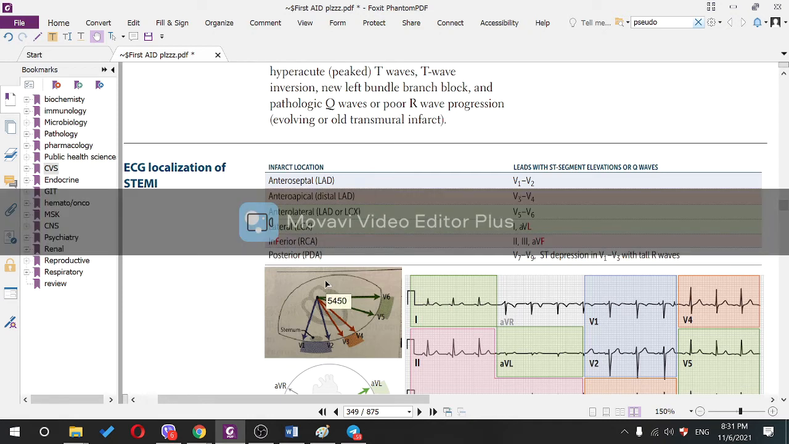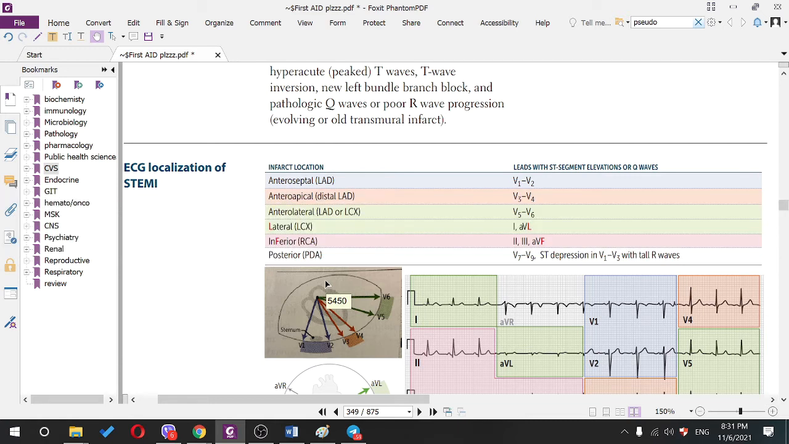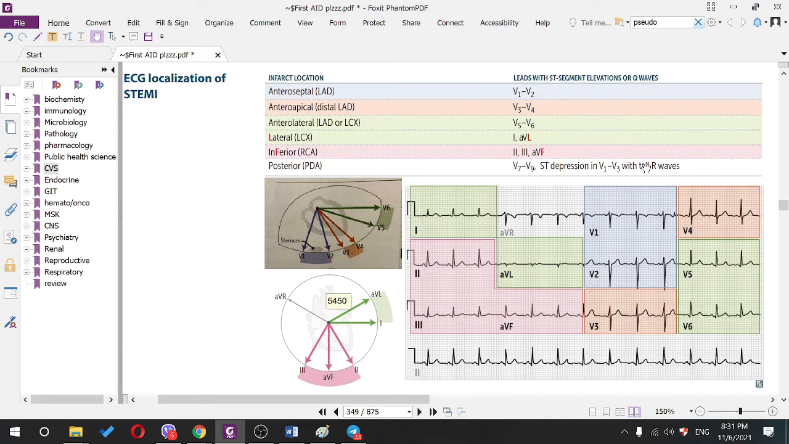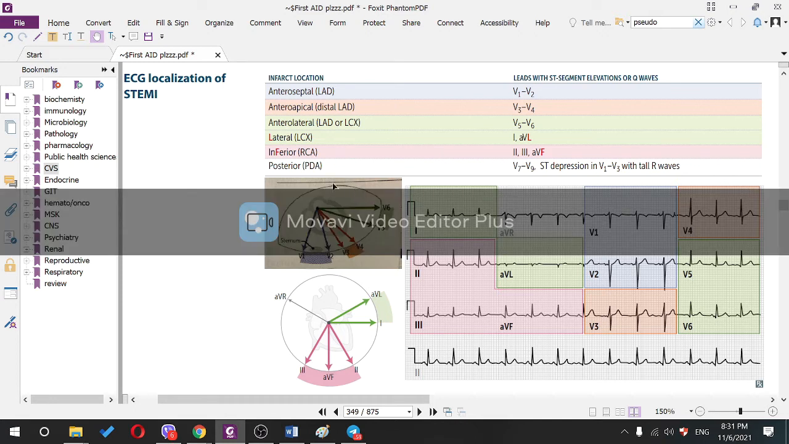Yeah? So the reciprocal leads show reciprocal cardiac activity as well. So if you have an ST segment elevation in your anterior leads, you will have an ST segment depression in your posterior leads. Okay, so how do V7, V8, V9 look? They are just leads that you continue to add on the back.